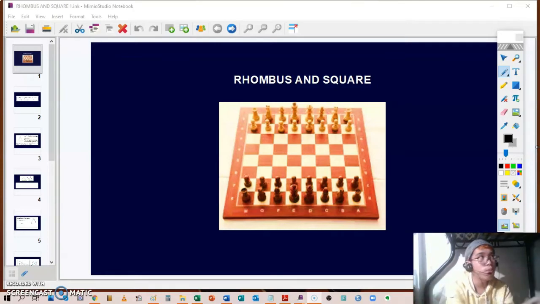Rhombuses are also seen on buildings, when you see the windows that are shaped or trellised into different figures or facades. So those are some of the common examples of rhombuses and squares: on windows, on smartphone app tiles, also on chess, and many other things.